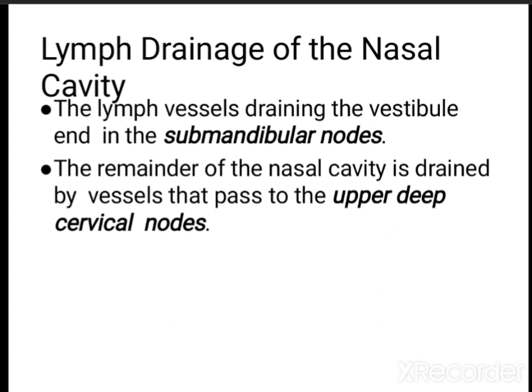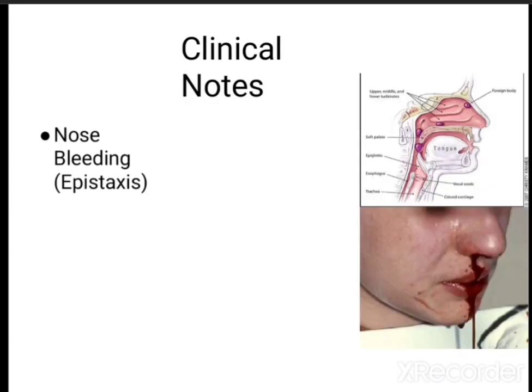Now the lymphatic drainage of the nasal cavity. The lymph vessels draining the vestibule end in the submandibular nodes, and the remainder of the nasal cavity is drained by vessels that pass to the upper deep cervical nodes.